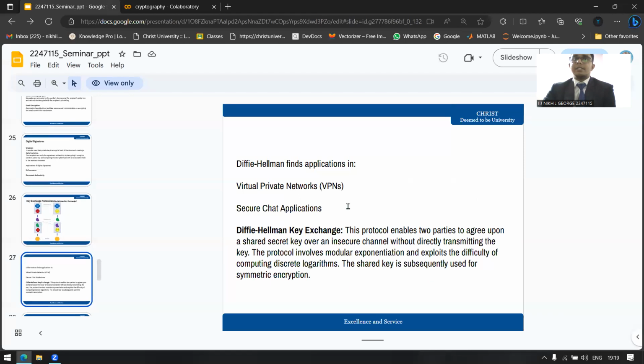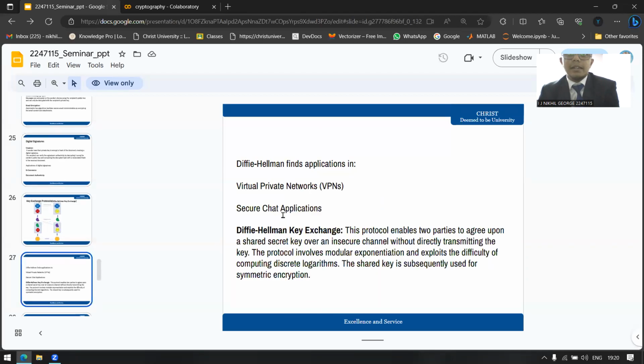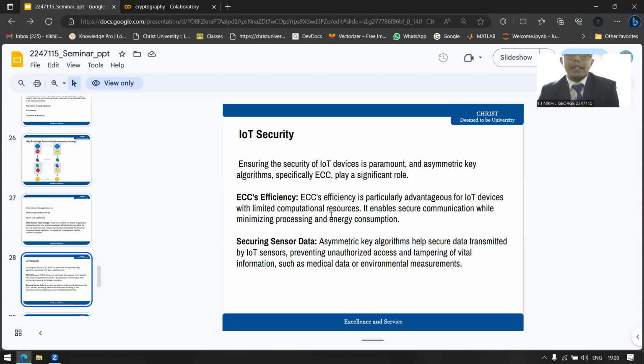Okay, Diffie-Hellman is a symmetric kind of encryption, but when it is sent, the keys are sent in partial ways. Okay, and they are exchanged intermediately, and then they are further shared. So this increases the security, which is why VPNs and secure chat applications use them. Now let's move on to IoT security.